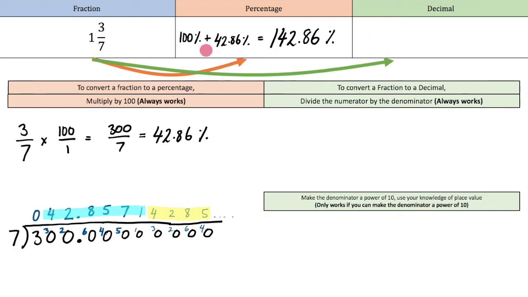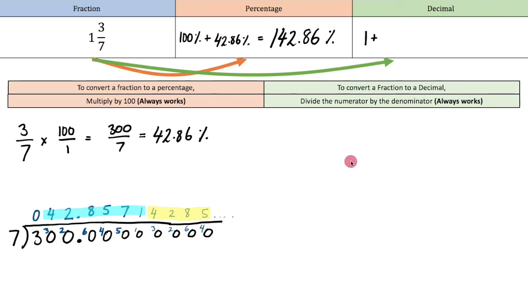Let's now turn 1 3/7 into a decimal. It's going to be the same logic in the sense that because this is a mixed number, I know that I already have one whole, and then I'm going to add onto that whatever 3/7 is as a decimal. I immediately know that I can't use my second option here because there's no way I can make 3/7 have a denominator with a power of 10. So let's just get rid of that.